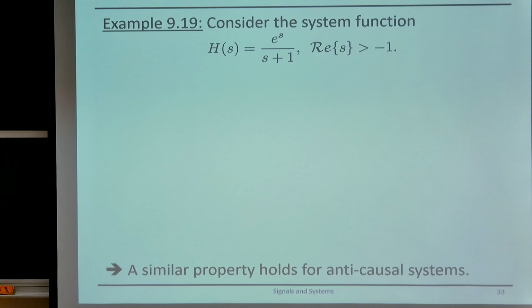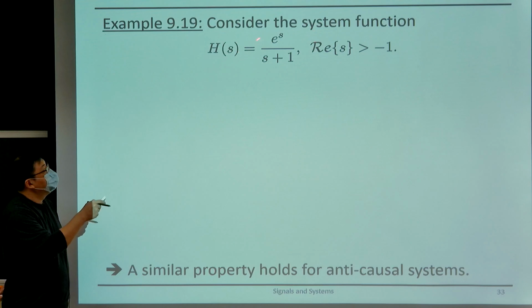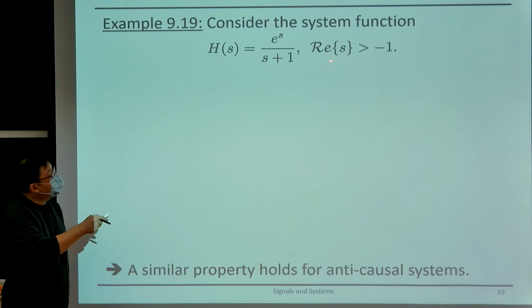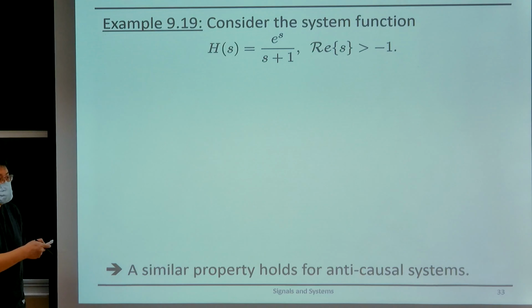Now we have this next example that I guess I'll have to do tomorrow. But the key to this example is this: if you observe this transfer function, you will see that it is not rational. So even though the ROC is the right half plane, you cannot claim that this system is causal. And in fact, we can show that the system is non-causal. So we'll look at this tomorrow.